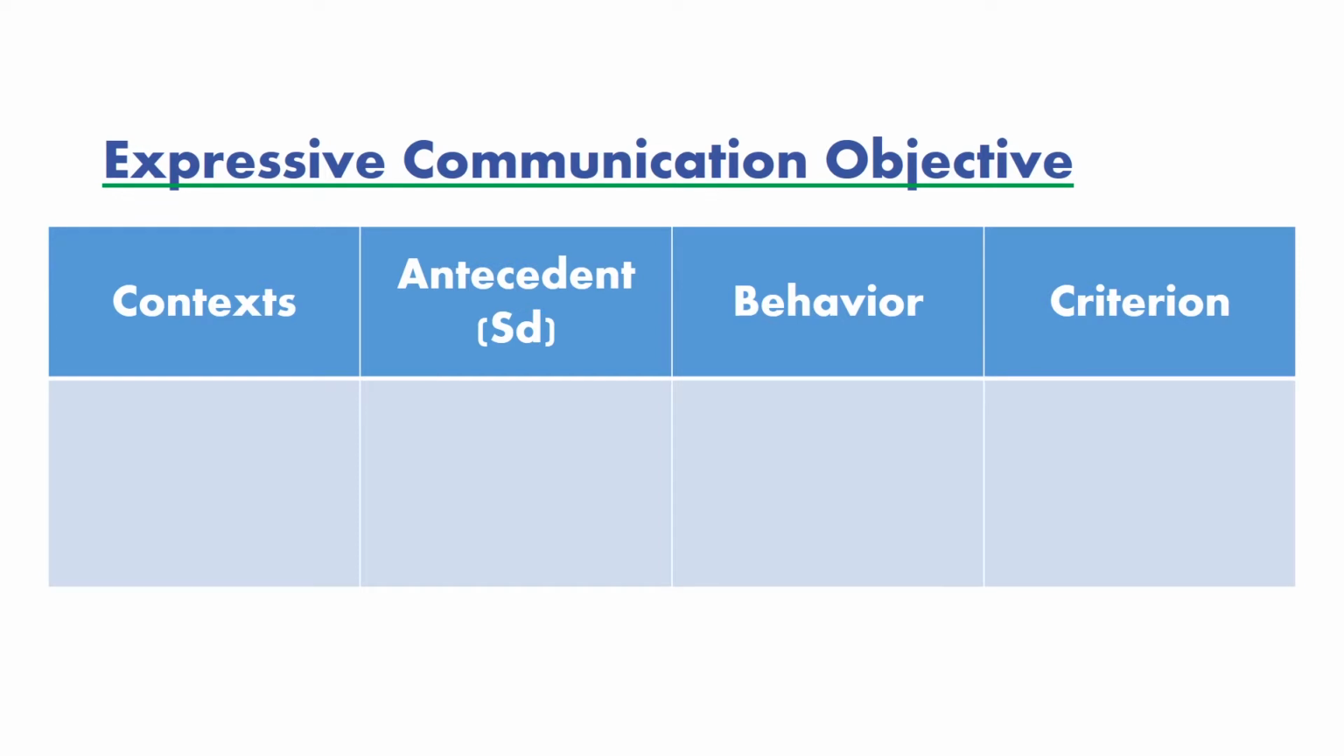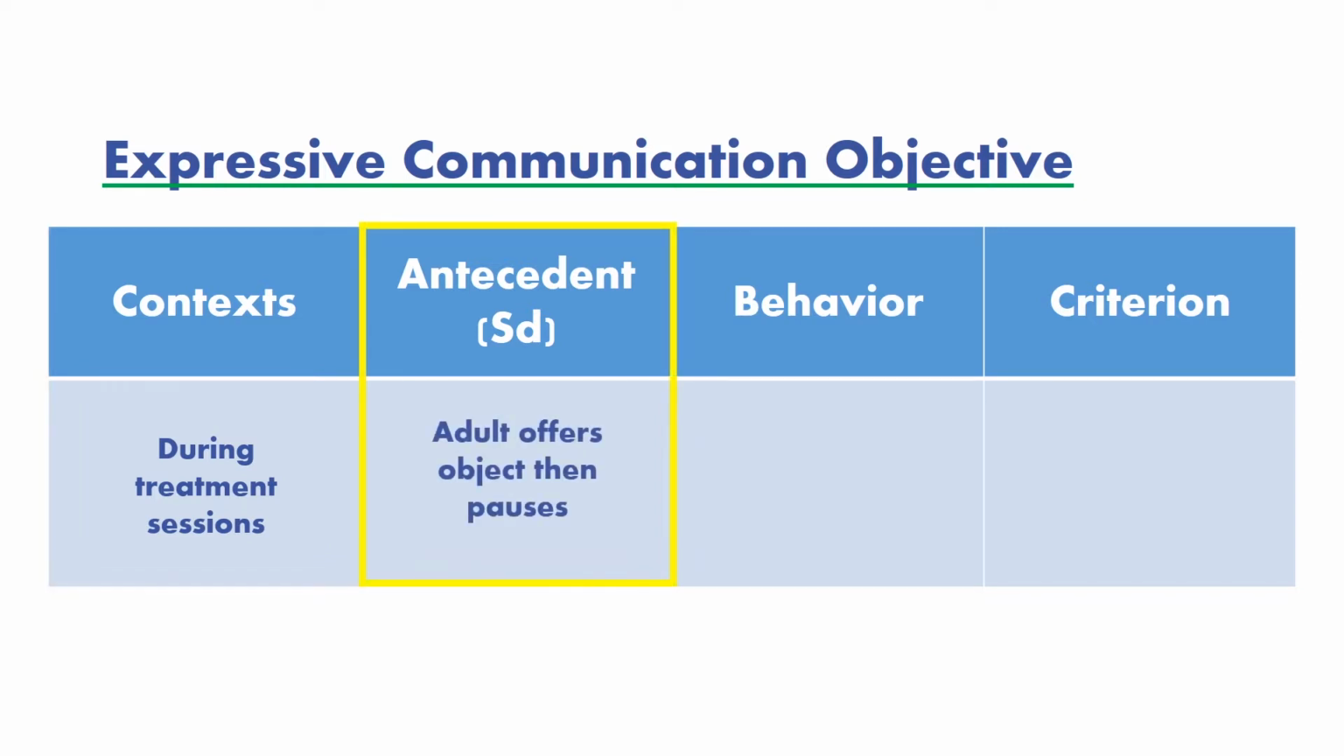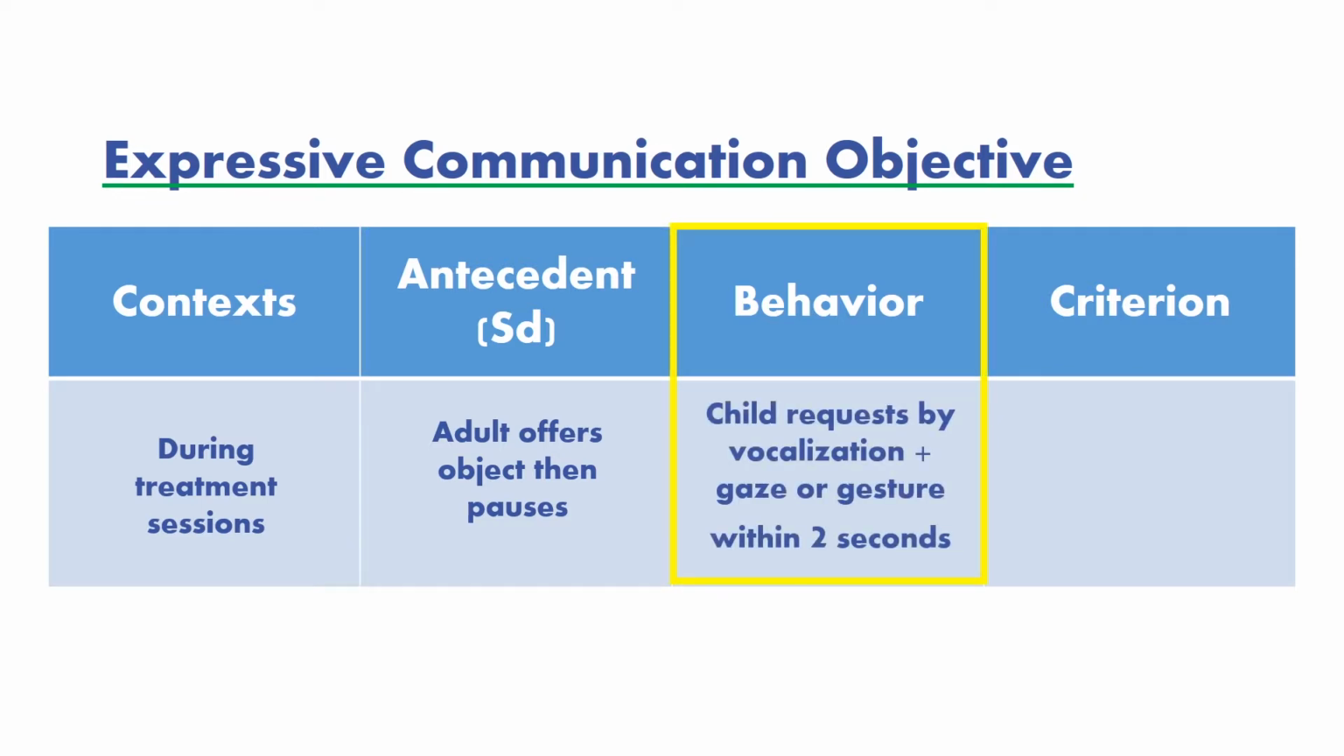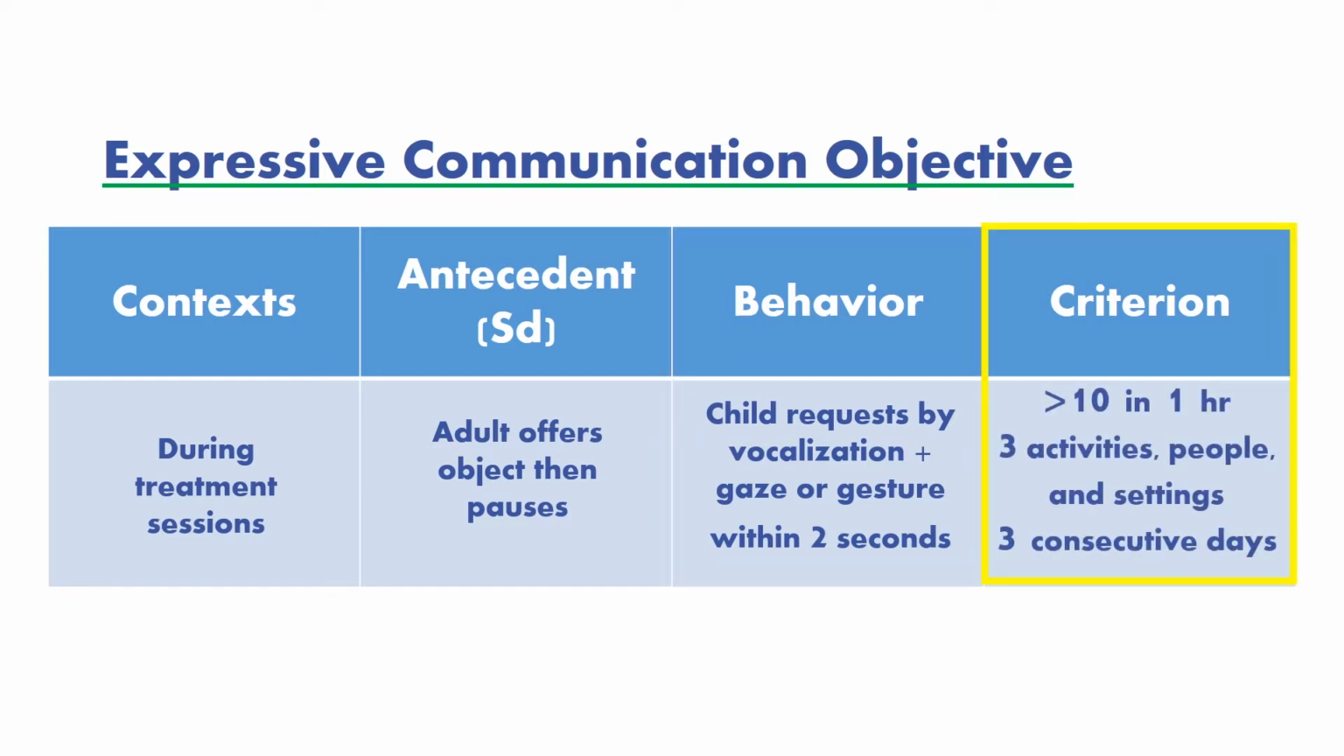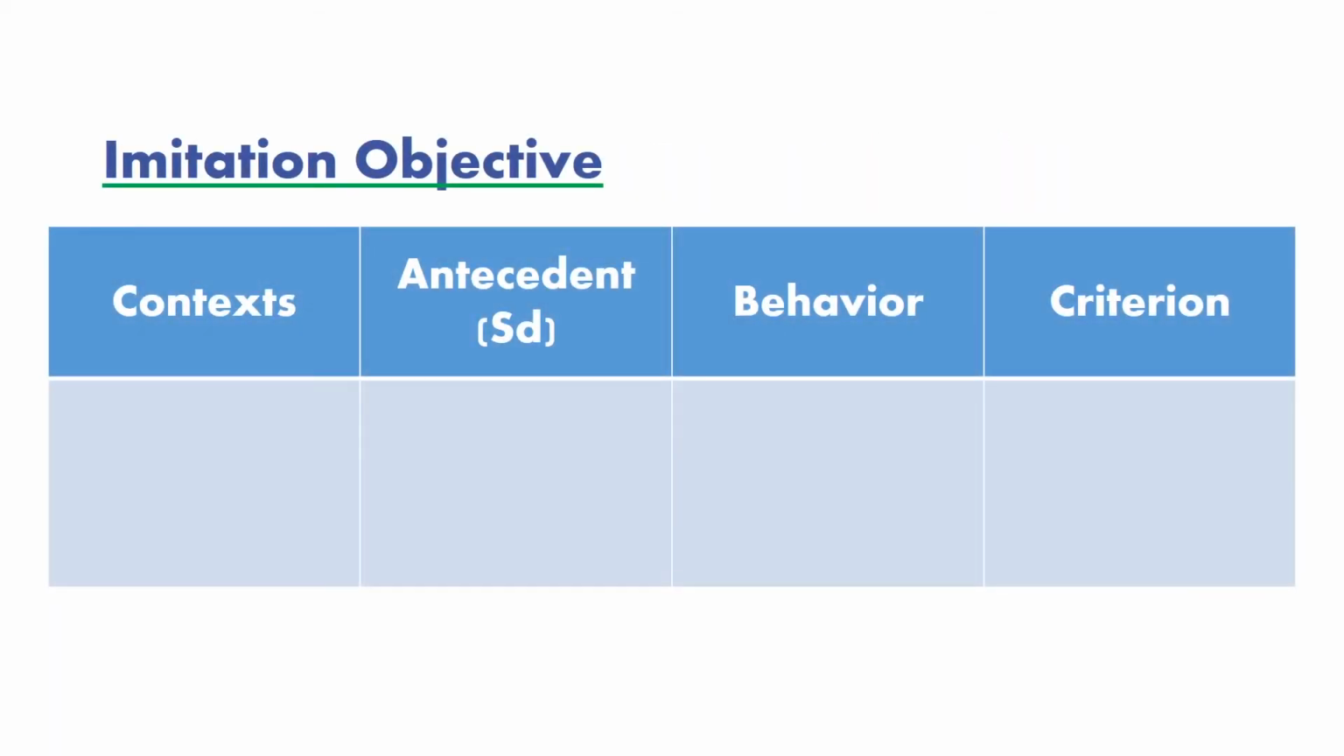Let's see how that translates into an expressive communication objective. Context, during treatment sessions. Antecedent, when an adult offers a desired activity or object and then pauses. Behavior, the child will request by vocalizing combined with gaze or gesture within 2 seconds of presentation. Criterion, 10 or more times in a 60-minute session across 3 different activities, people, and settings for 3 consecutive days. All right, are you getting it? You getting the pattern? I'm going to do one more and then you're going to try one on your own.